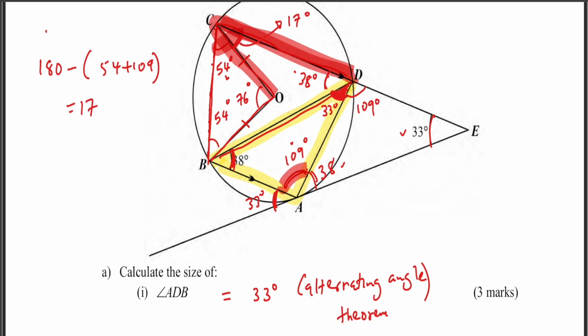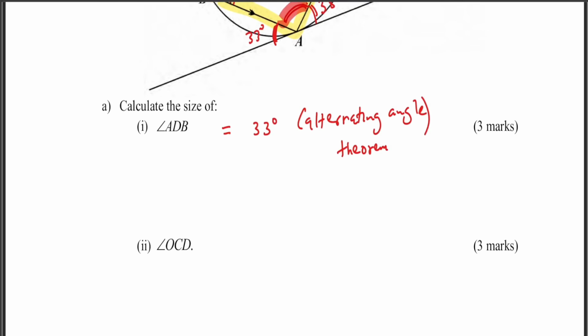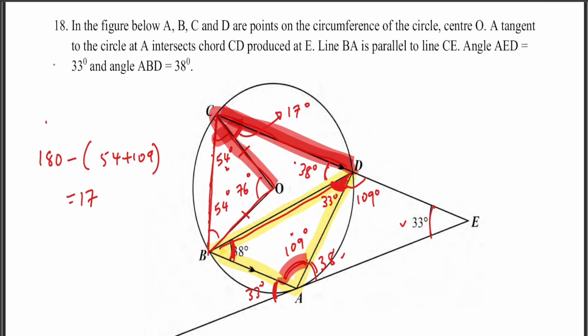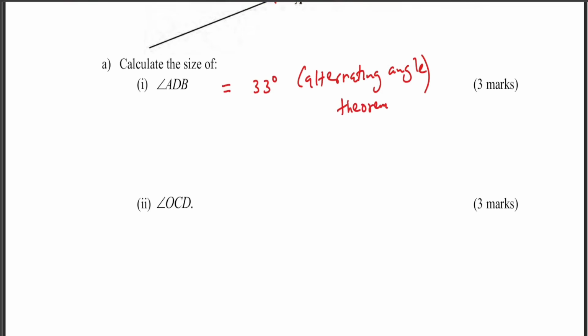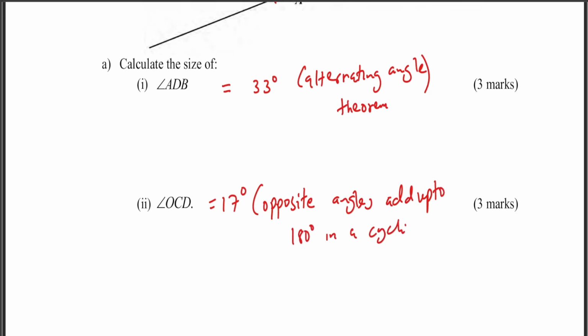So again, this angle is 17 degrees, OCD, and let's just confirm again. Yes, 17 degrees. And the reason is very simple: opposite angles in a cyclic quadrilateral add up to 180. Let me write it, it's better to write: add up to 180 in a cyclic quadrilateral. Remember, you don't get 3 marks just in vain. You have to explain it, you have to show it as well.